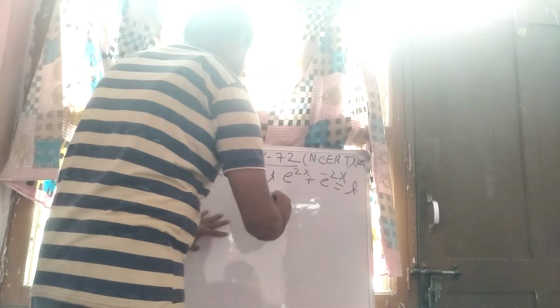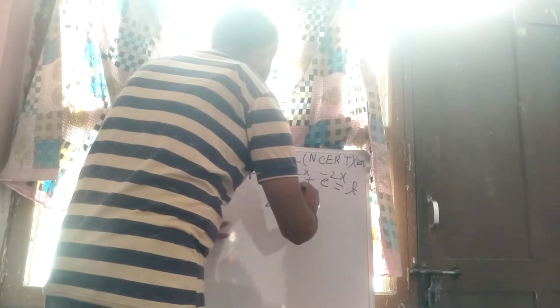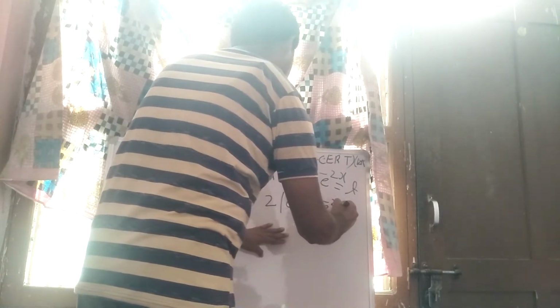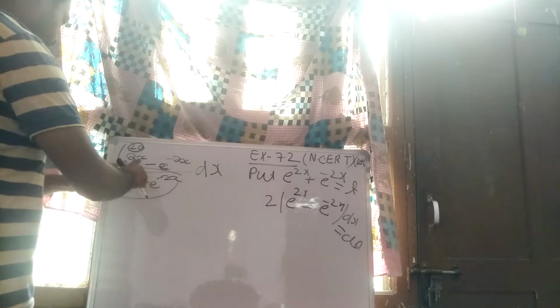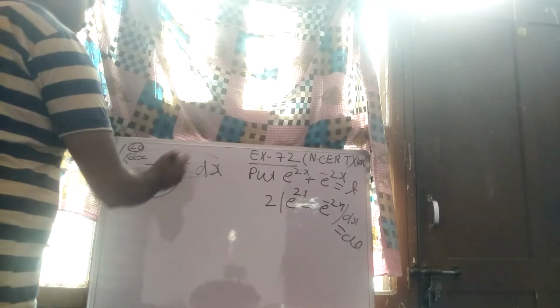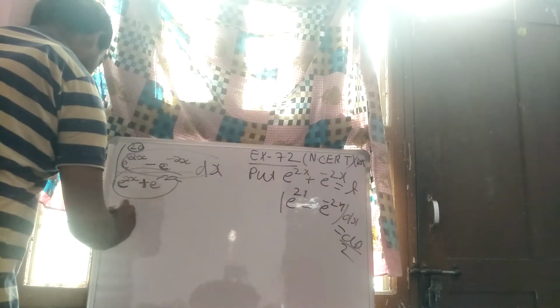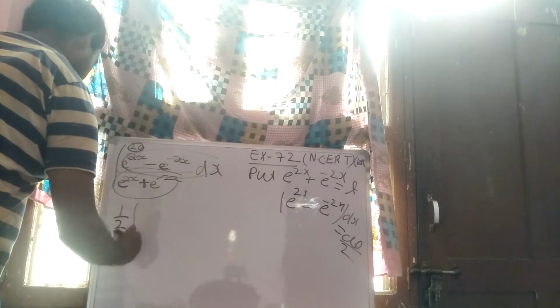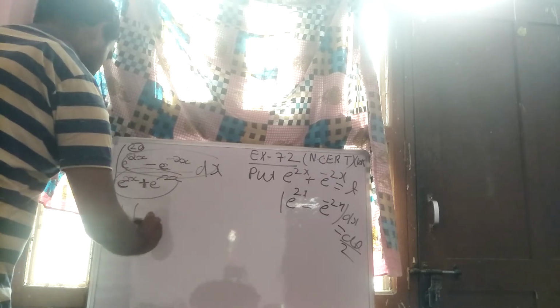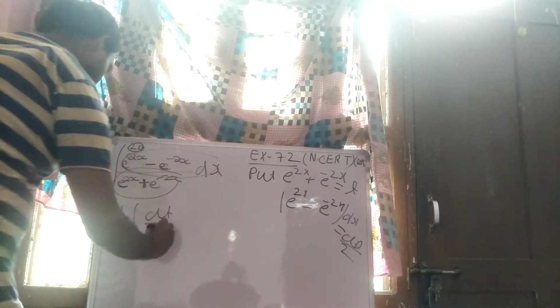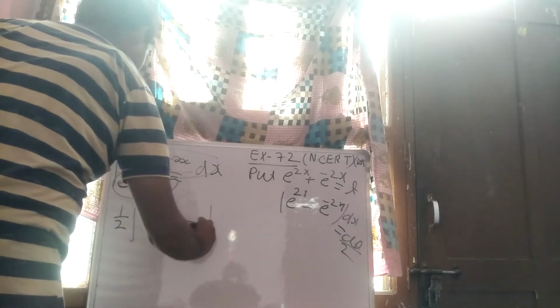So this gives 2 is common: 2 into (e to the power 2x minus e to the power minus 2x) dx equal to dt. Then we have this equal to dt upon 2. So 1 by 2 is constant. They have also written this as dt and this as t, and this also writes as log t.